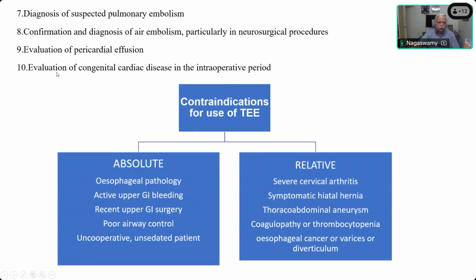So, these are some of the indications for the use. Contraindications can again be divided into absolute and relative. The absolute contraindications: if the esophagus has any pathology like ulceration or malignancy, active upper GI bleeding, recent upper GI surgery, poor airway control, or uncooperative or unsedated patients. Of course, intraoperatively, most of the patients will be anesthetized and they will have a secure airway.